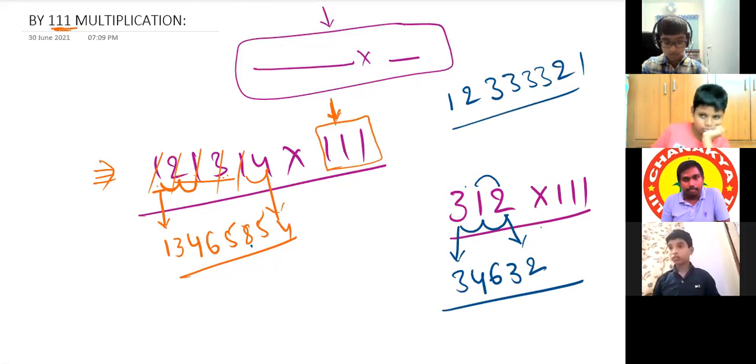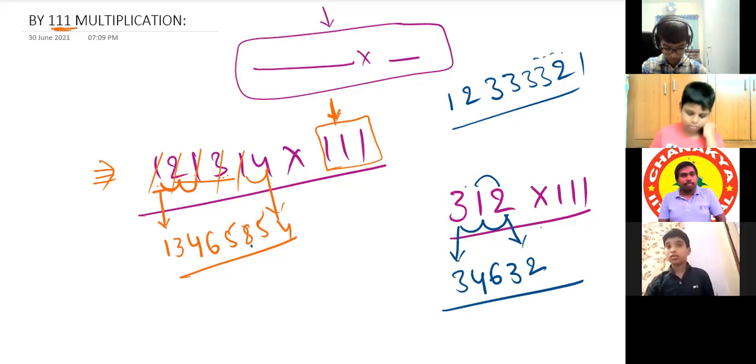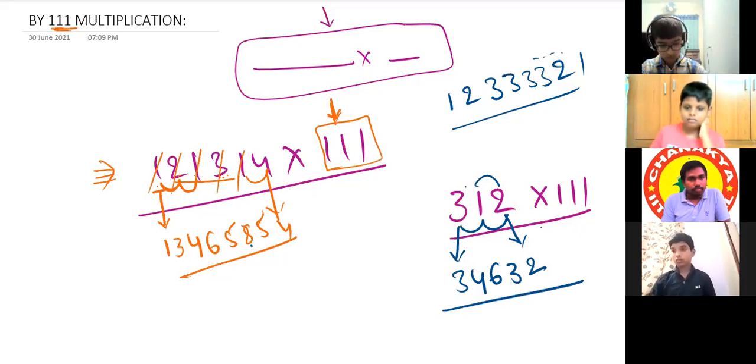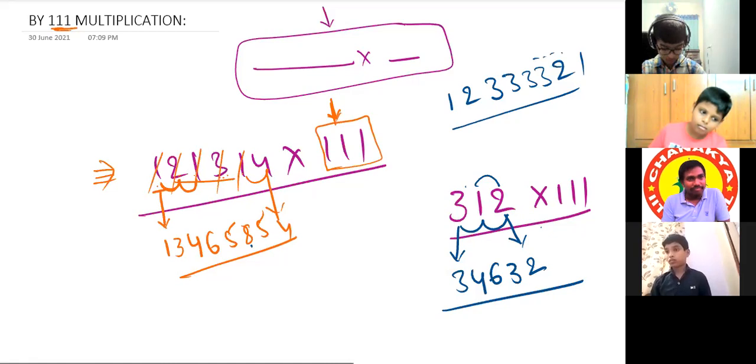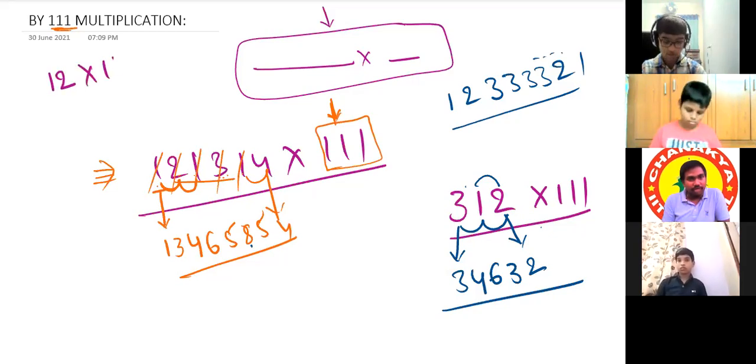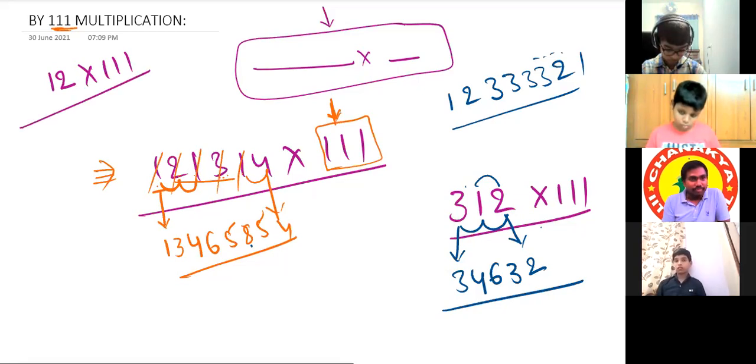Sir, can you do this question: 1, 5, 6, 7, 8? Sir, if the question is like 12 into 111, then okay, very good. Yes, let me explain that first. 12 into 111.